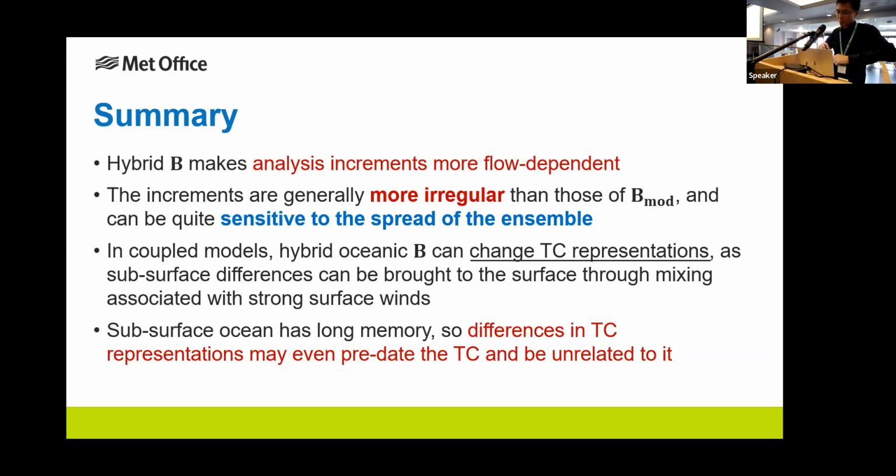In coupled models, the hybrid B matrix in the ocean can change the representation of a tropical cyclone because the subsurface differences can be brought to the surface through the mixing associated with the strong surface winds. And precisely because the subsurface has a long memory, the differences in the representation of tropical cyclones may even predate the tropical cyclone itself and therefore be unrelated to it. So you can have things that come well before the formation of a tropical cyclone, and that would affect how the tropical cyclone is being represented after a week.